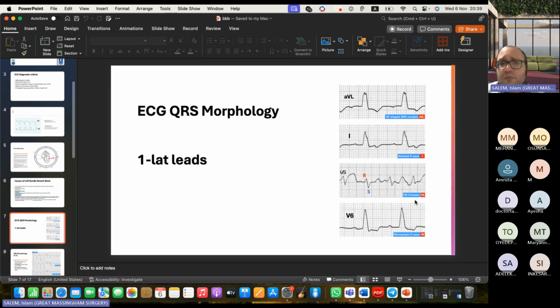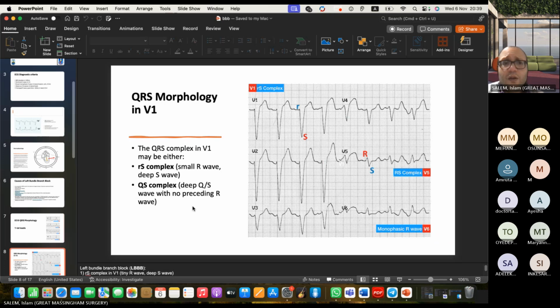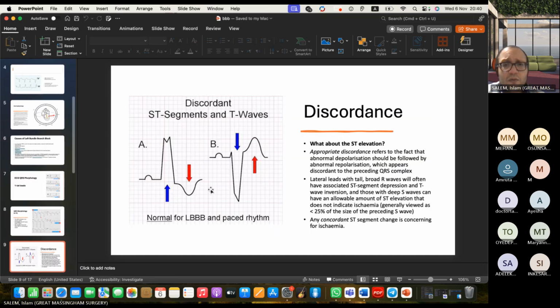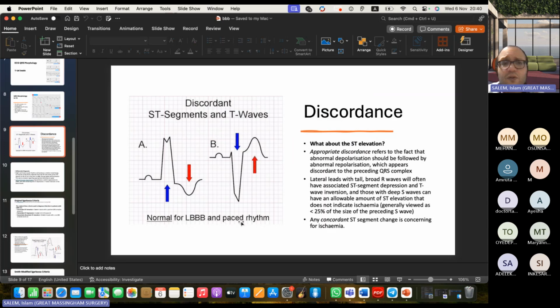Again, revising the morphology: looking at the lateral leads, you will find R waves, rabbit ears, R dash, or QS or RS waves. But in general, it will be a positive wave with the M wave in the lateral leads. For V1, as we said, it will be a deep S wave, or a small r with S wave, or QS. So this is the normal morphology of bundle branch block.